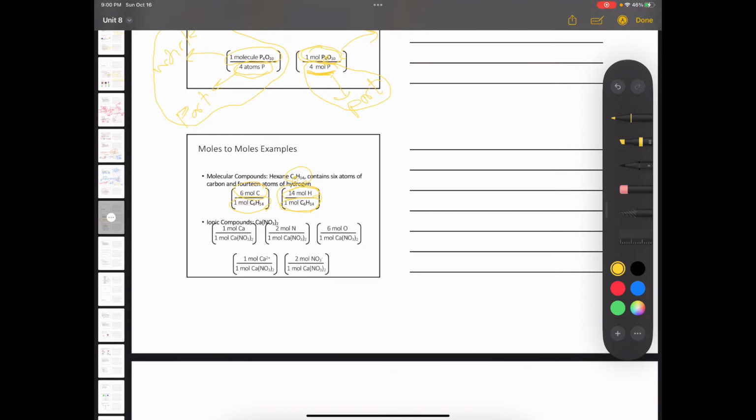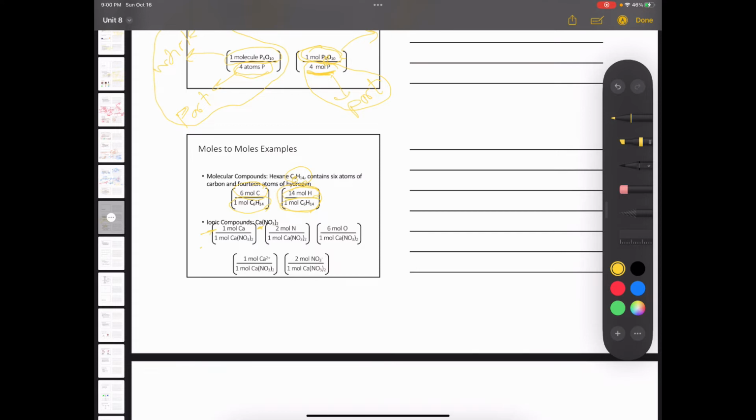Okay? So that's when it comes to molecular compounds. For ionic compounds, it's pretty much the same concept. I have calcium in the calcium nitrate. There is one calcium in the calcium nitrate. There is one unit of the calcium in the calcium nitrate as a whole. So I can say there is 1 mole of calcium in 1 mole of calcium nitrate.